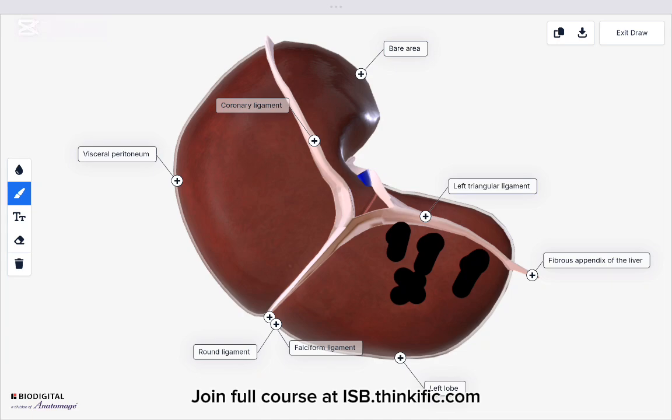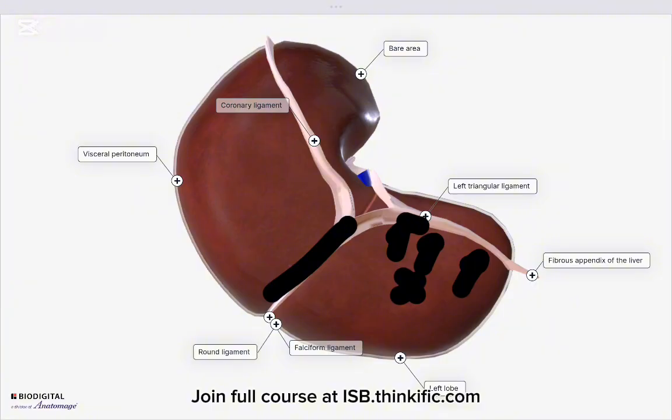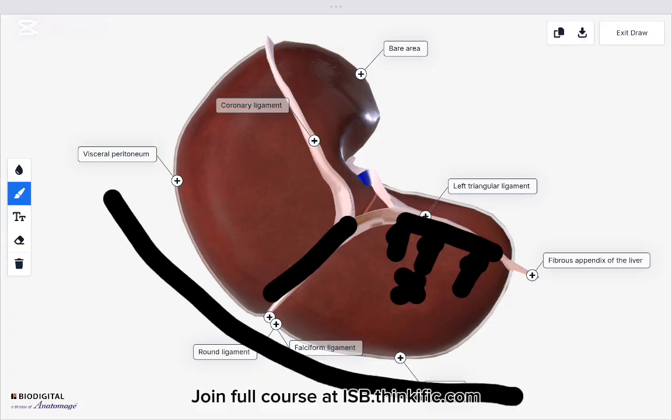So again, left subphrenic: above is the diaphragm, below is the left lobe of liver, medial is the falciform ligament here, posterior is the left triangular ligament here, and we have what else? Anterior is the anterior abdominal wall, which is here. That's the anterior abdominal wall. So this is our beloved space. Okay, those are these subphrenic spaces.